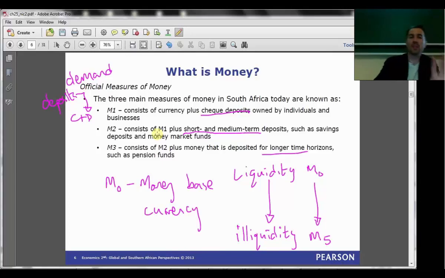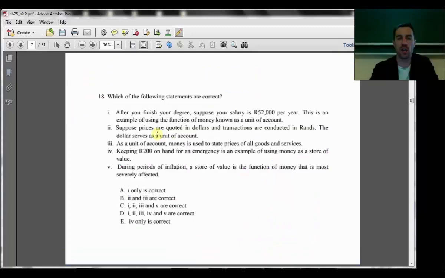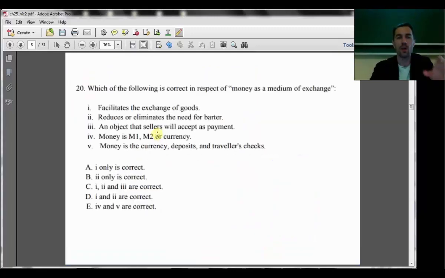So all of these measures here are measures of money, but they emphasize, let's say, different aspects of money. M3 emphasizes more the store of value function of money. M0 emphasizes more the medium of exchange function of money. So when we talk about money as a medium of exchange, we're talking not so much about M2 and M3, because those are more measures of money as a store of value.